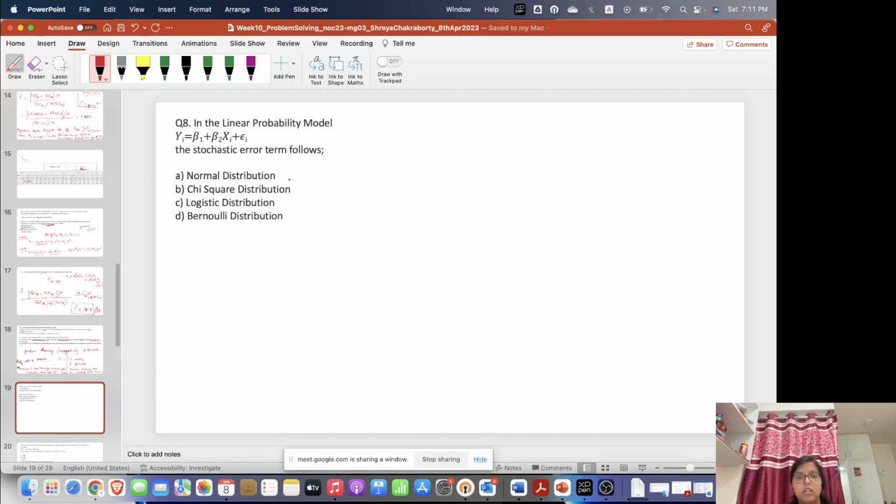So moving on. So we have this linear probability model. So the stochastic error term follows what? In the linear probability model, y would follow either 1 with probability pi, 0 with probability 1 minus pi. Now if I have to write epsilon, I can write it as y minus beta 1 minus beta 2 xi.